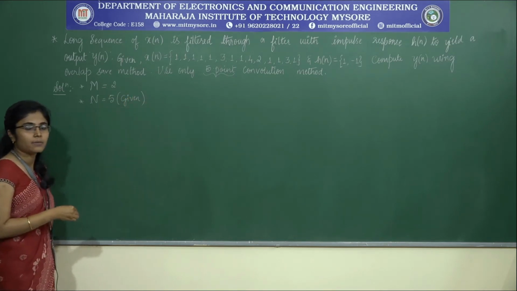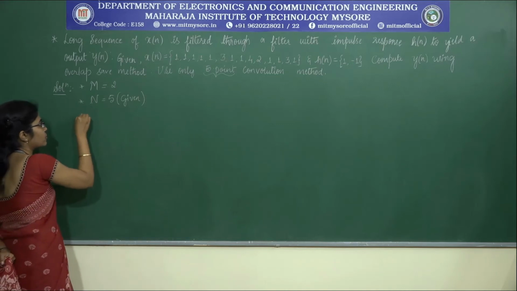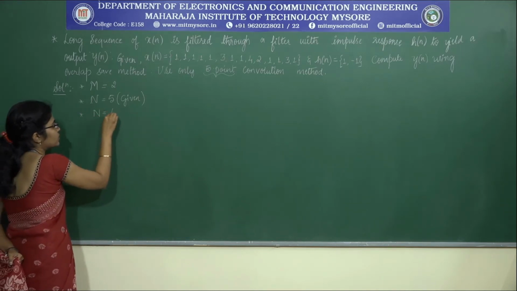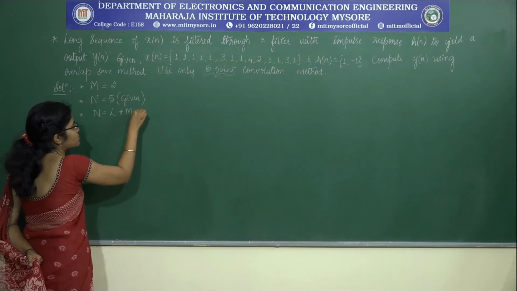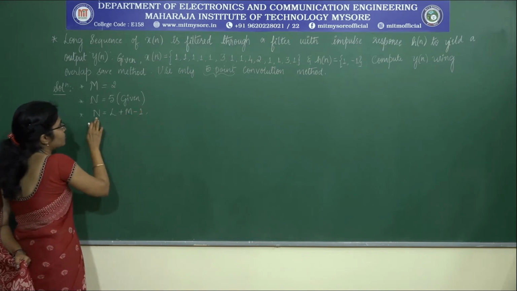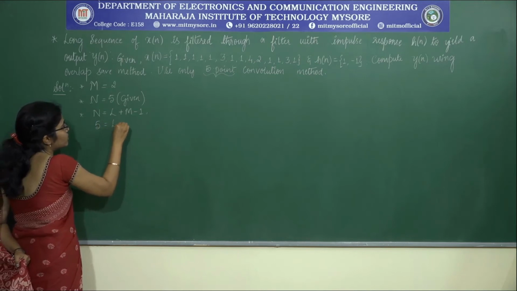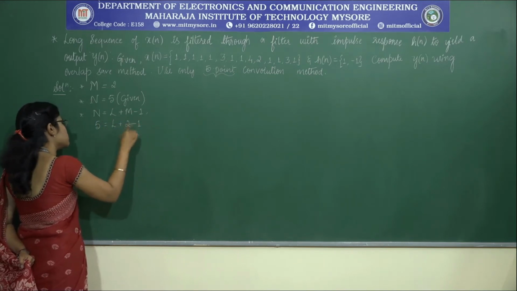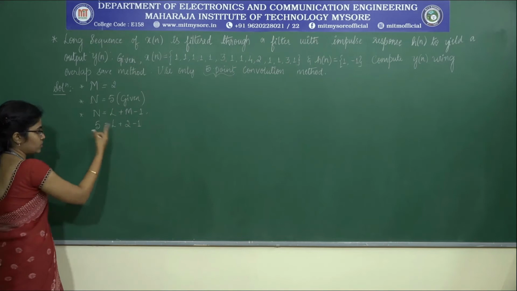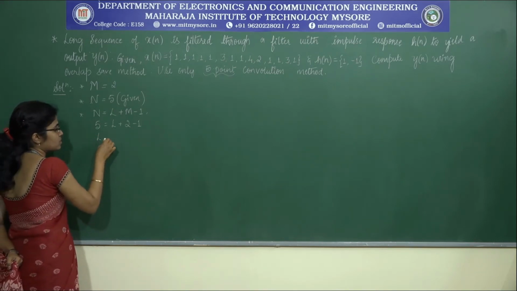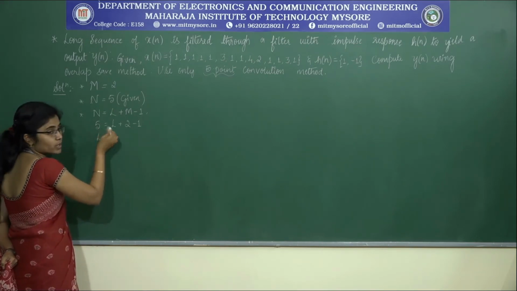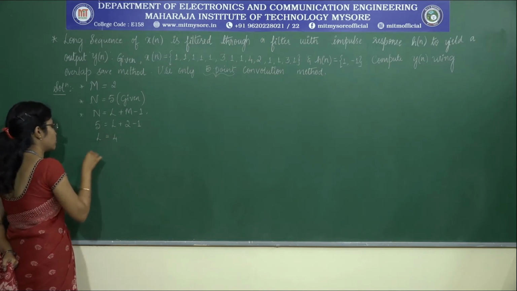Okay. So in the next step, try to find L with the help of the formula N is equal to L plus M minus 1. So what is the value of N? The value of N is 5, which is equal to L plus 2 minus 1. So 2 minus 1 is 1. If I move that to the left hand side, it becomes minus 1. So 5 minus 1 is 4. So the value of L is 4.